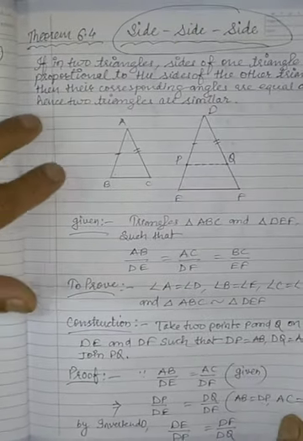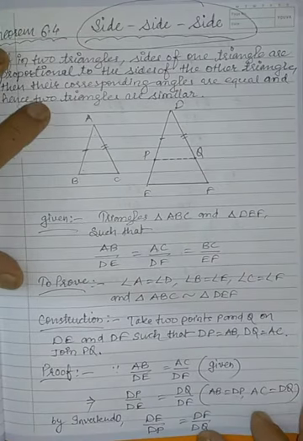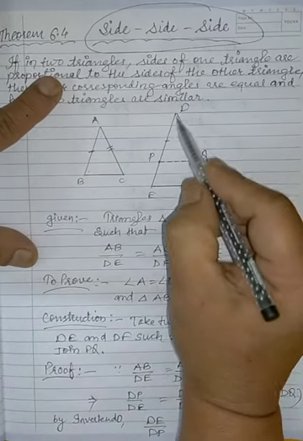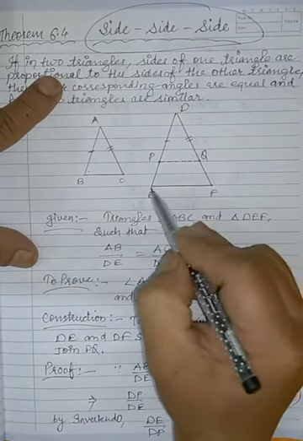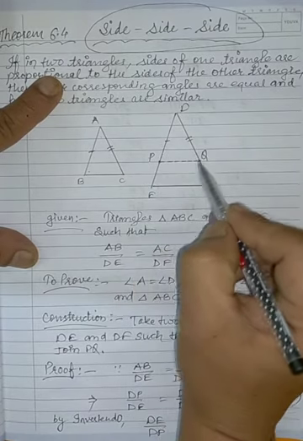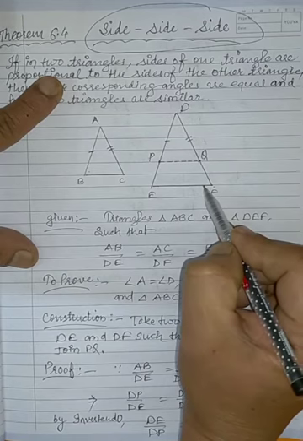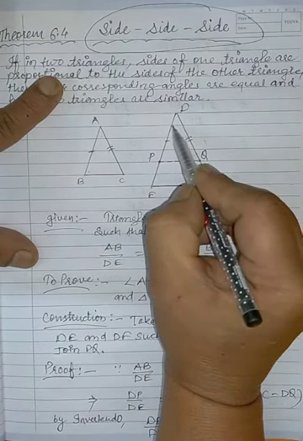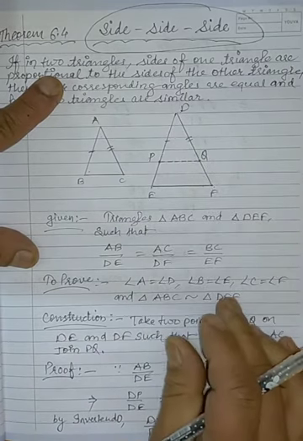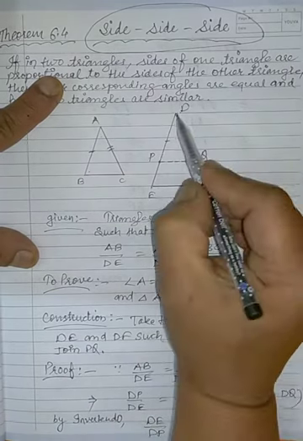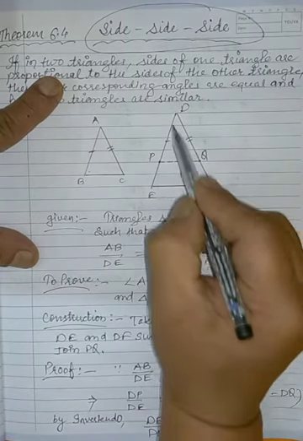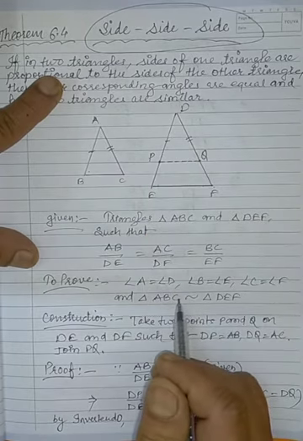Now children, look at these two triangles. Triangle DPQ and triangle DEF. Angle P is equal to angle E, angle Q is equal to angle F, and angle D is common in both the triangles, smaller triangle also and larger triangle also. So triangle DPQ is similar to triangle DEF by angle, angle, angle, by using the previous theorem.